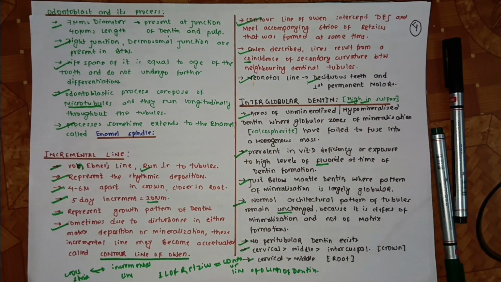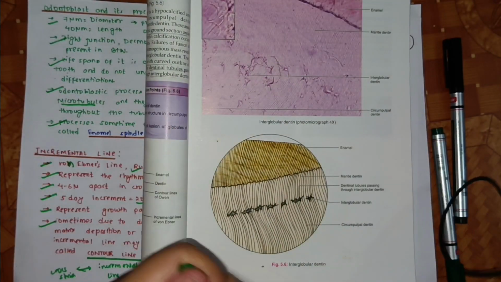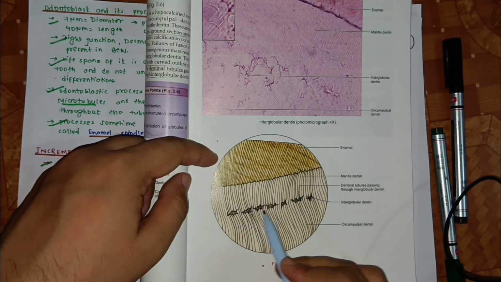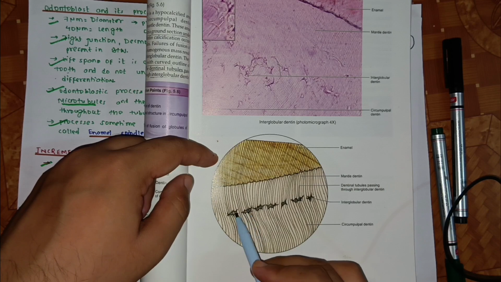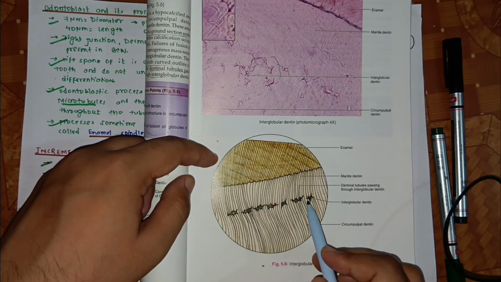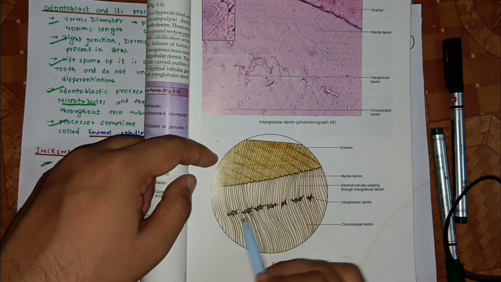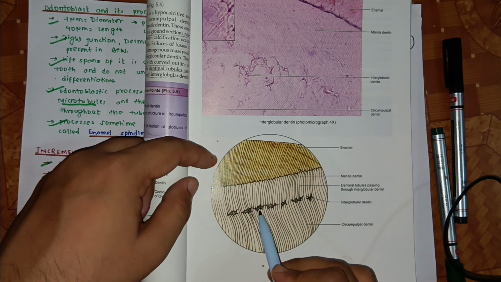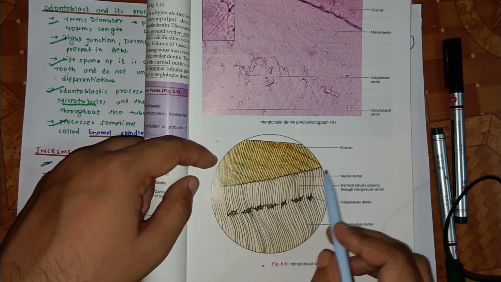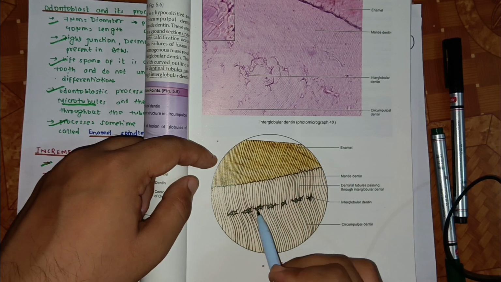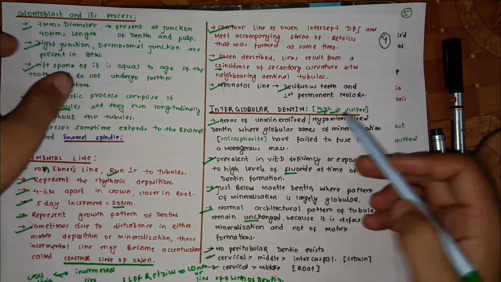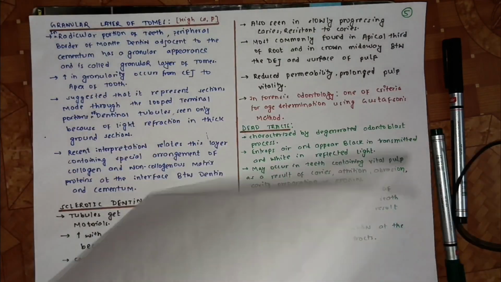So I have the picture. This is a picture of interglobular dentin. In this picture, as you can see, it looks just like stars, and they are dark. When we see it in a microscope they appear dark. As you can see, these are close to the mantle dentin, just beneath it. Mantle dentin is the dentin near the dentinoenamel junction, and just beneath it this appears as dark stars. They are the interglobular dentin that is rich in sulfur, high in sulfur content.